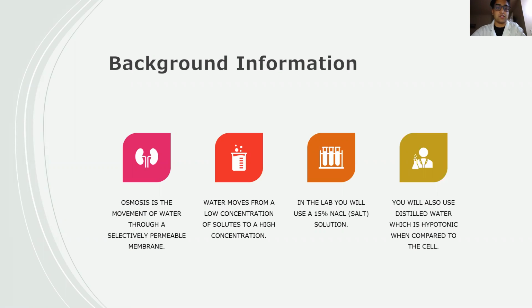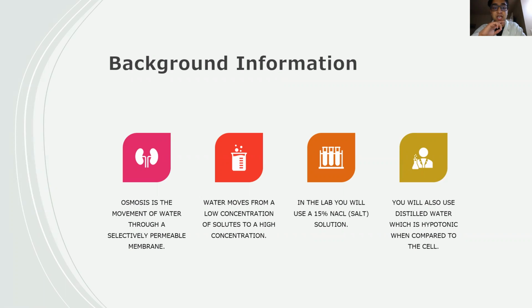So what is osmosis? Osmosis is the movement of water through a selectively permeable membrane. Water moves from a low concentration of solutes to a high concentration of solutes. Another way I think about it is water moving from a region of high concentration of water to a region of low concentration of water. So for the remainder of our lab, that's how I will be referring to it. And I promise by the end of this, you're going to hear me say it so many times that it's going to be stuck in your head.